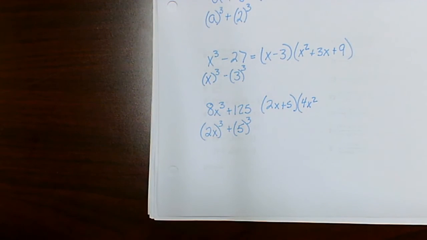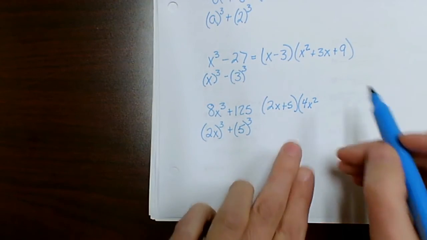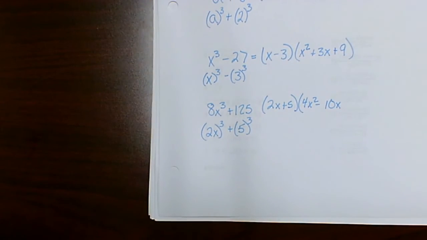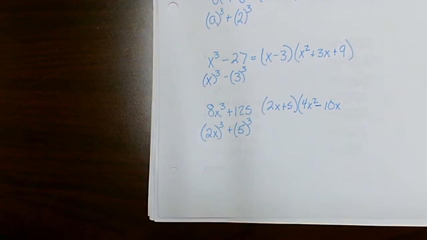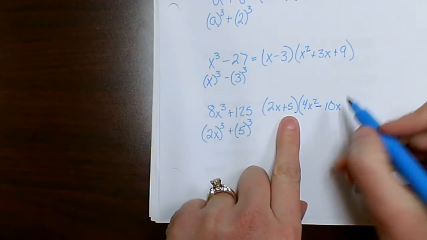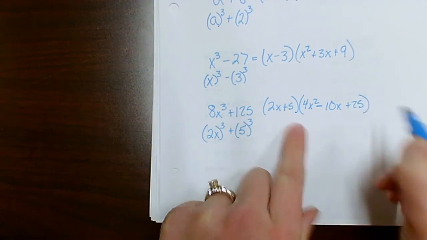Now, a lot of students or a lot of people will put 2x squared. You have to square that number too. Middle, you multiply. 2x times 5 is 10x. We're going to have a negative because we haven't used it yet. The last, you square the last. So you'll have a positive 25.